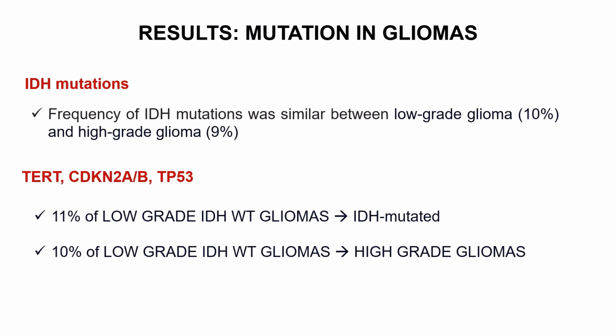Analyzing gliomas using NGS, we observed that the frequency of IDH mutation was comparable between low-grade gliomas and high-grade gliomas, approximately 10%. Additionally, among low-grade gliomas without IDH mutation, 11% were found to have mutations in key genes such as TERT, CDKN2A and B genes, TP53, while this figure was 10% among high-grade gliomas. So this mutation characterizes high-grade glioma, which are more or less 10% of our case study of our patients.